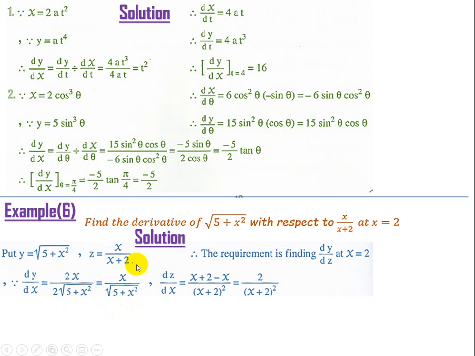dz by dx is over x plus 2 all squared. The derivative of the numerator is 1 times the denominator x plus 2, minus the derivative of the denominator, which is 1, times the numerator x. Cancel x with negative x. So dz by dx equals 2 over x plus 2 all squared.